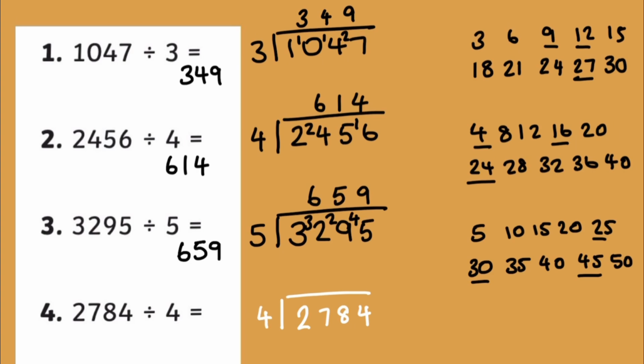2784 divided by 4. How many 4s go into 2? We can't do, so carry it over. How many 4s into 27? So our closest is 24, so we know that's 6 lots. And the difference between 24 and 27 is 3, so we're carrying that over. 4 into 38, our closest is 36, so that's 9 lots of 4. Difference between 36 and 38 is 2. 4 into 24 is 6. So our answer is 696.